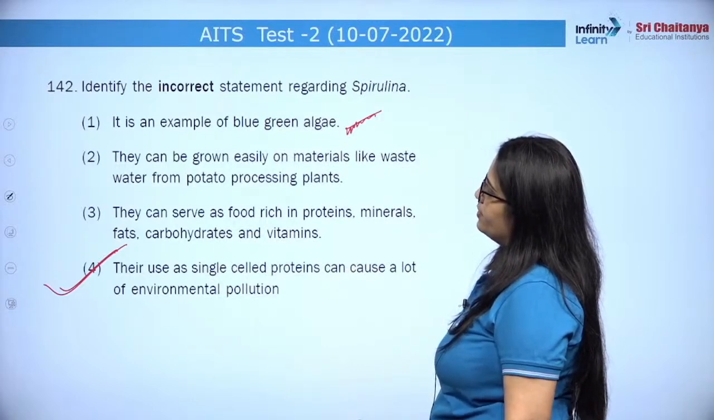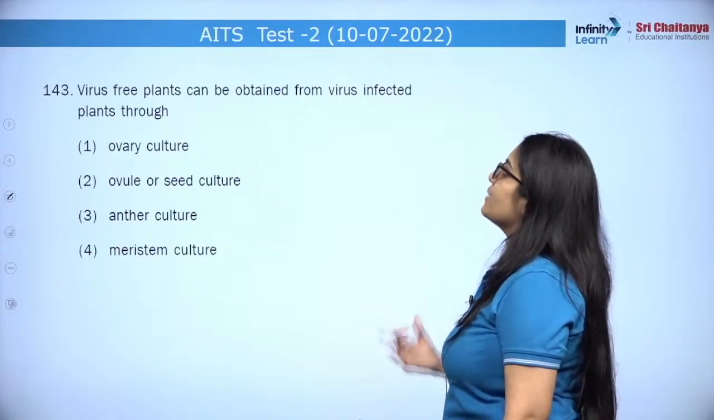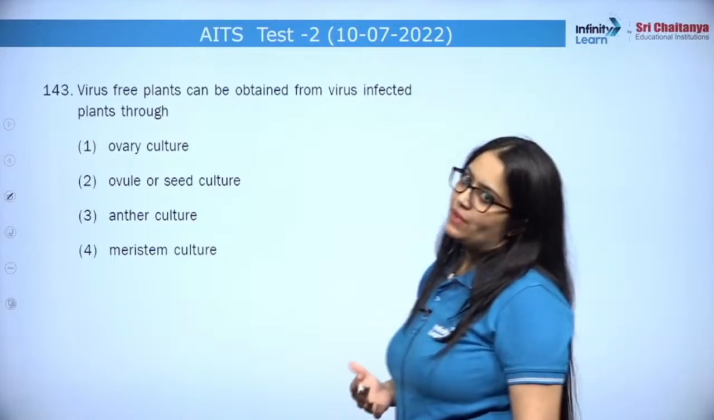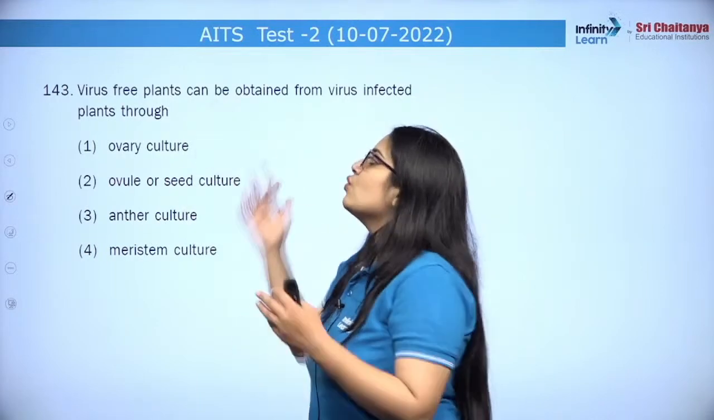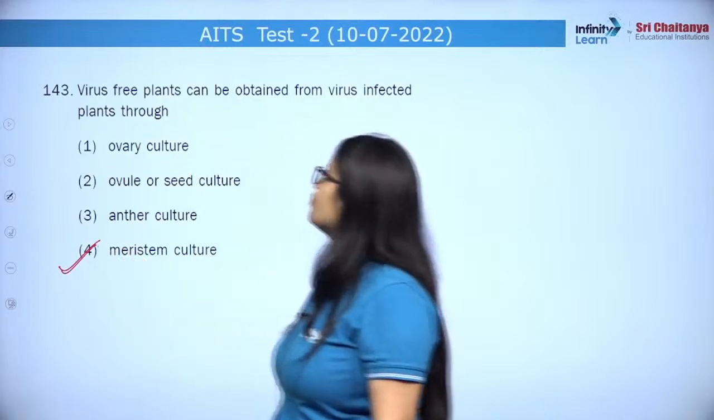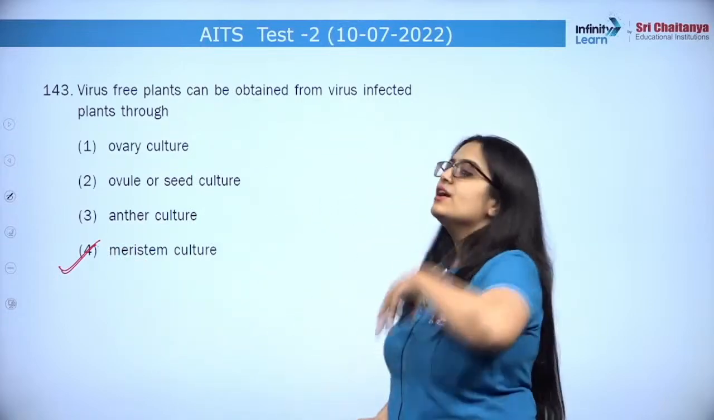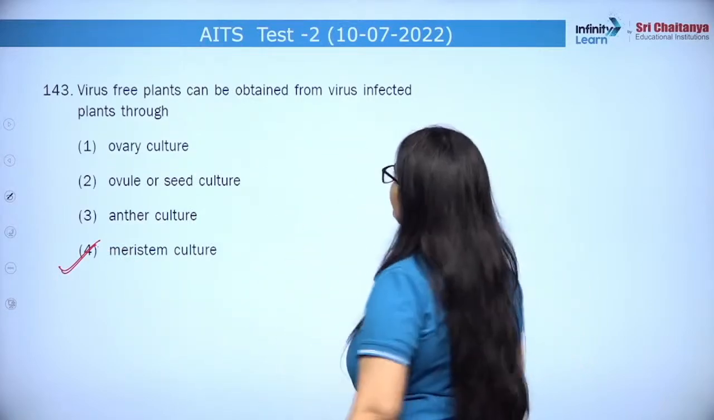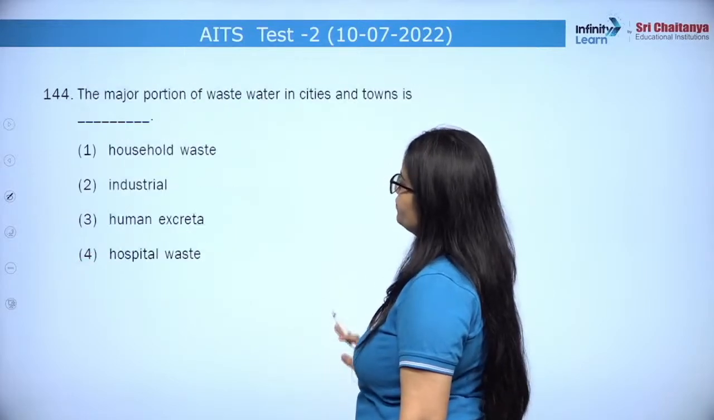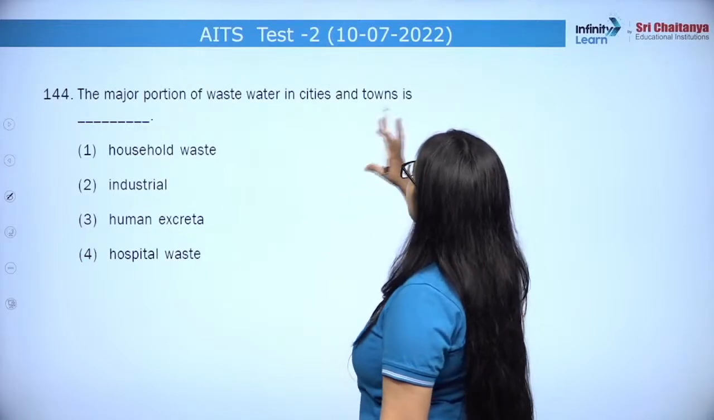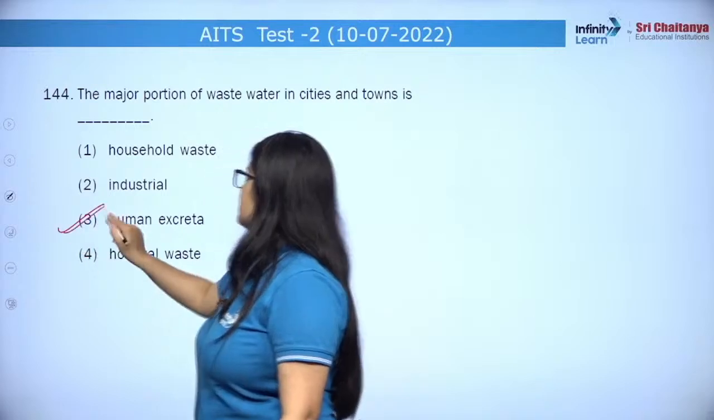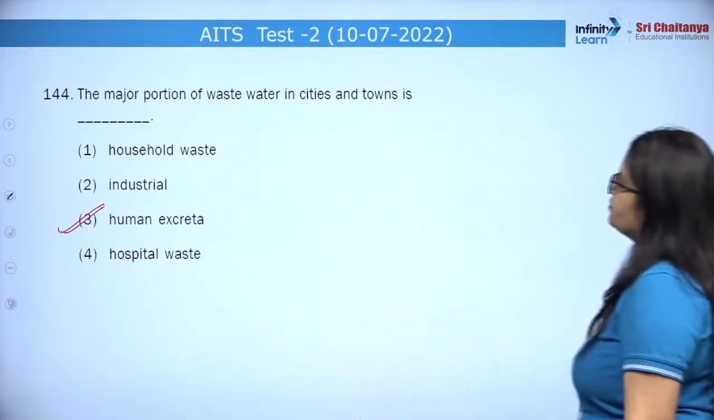Next, all are correct. Virus-free plants can be obtained from virus-infected plants through meristem culture, because in the meristem the virus cannot grow. They are actively dividing cells. From meristem culture, you can easily obtain virus-free plants from a virus-infected parental plant. Meristem culture. The major portion of wastewater in cities and towns comes from human excreta. Sewage.